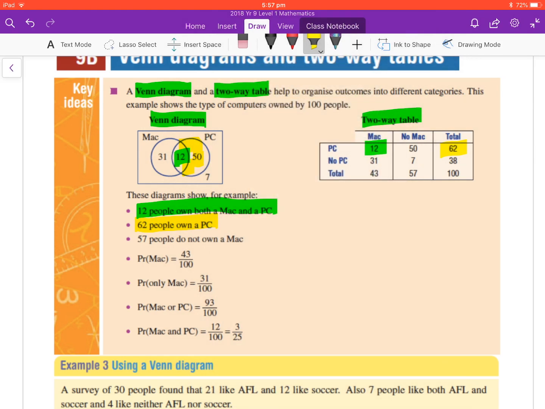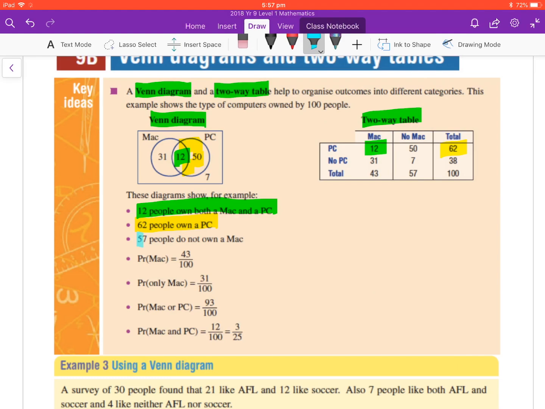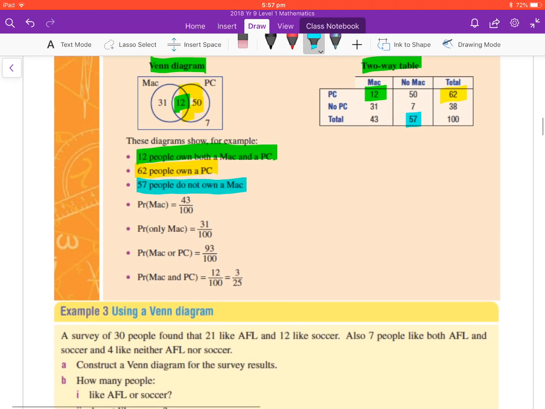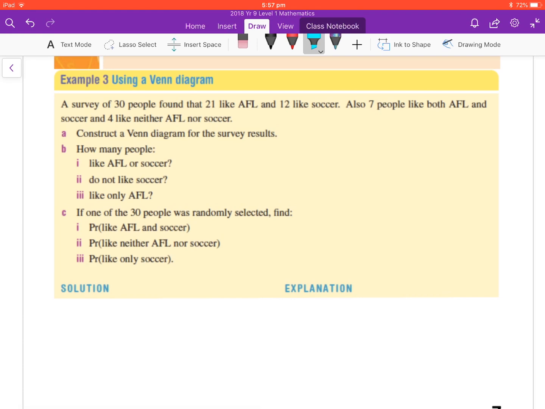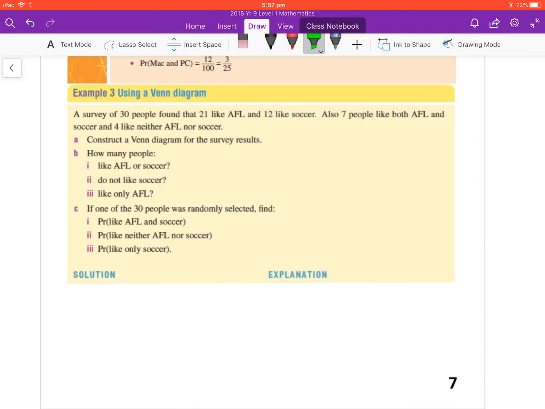Then they're saying that there's 57 people that do not own a Mac, okay? There's 57 people that do not own a Mac on that side there. So that's how we can find that, and that includes obviously the people on the outside. And then this is when we deal with the probability. All right, so let's actually get stuck into it. This is probably the best way to tackle these questions, is actually to do some examples together.